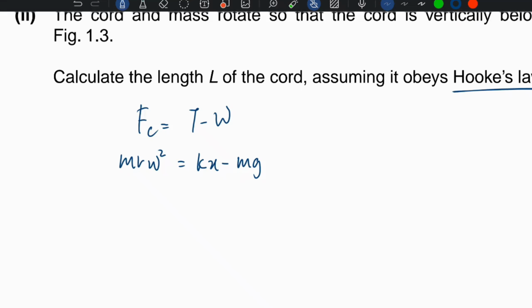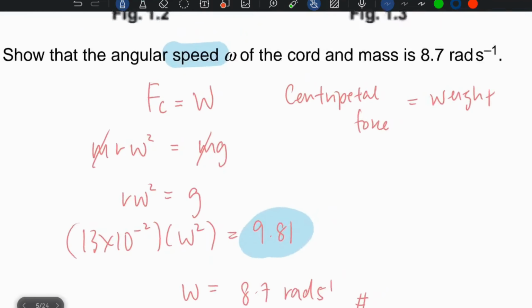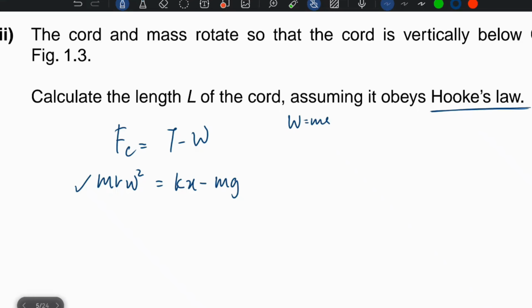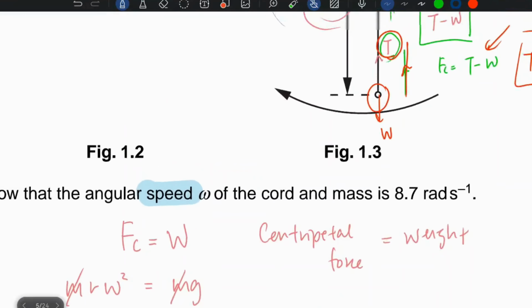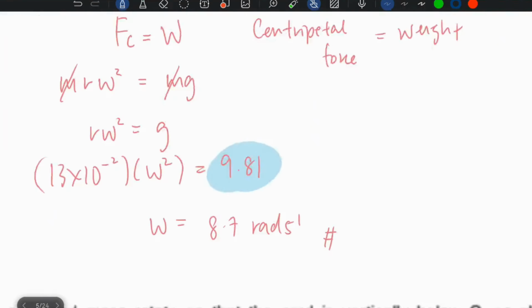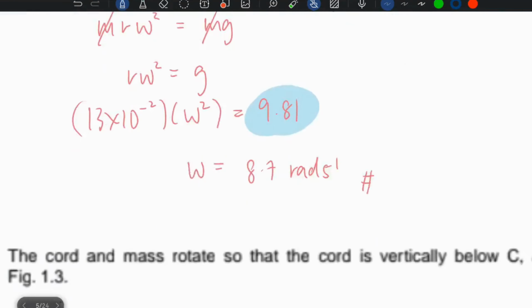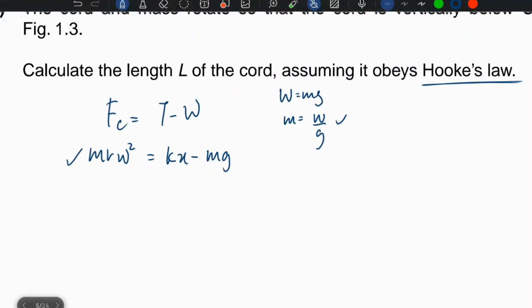Before we substitute, do we have all the values or not? Do we have m? Yes, because we know the weight of the mass is 5 Newton. We use W equals mg, make m the subject, and you'll get your m. You have your radius, which is your L here, what you're going to find. Do we have our omega? Yes, 8.7, calculated from the previous question. Do we have our K, the cord constant? Not spring, sorry, cord constant. No, we do not have it. But can we find it? Of course we can.